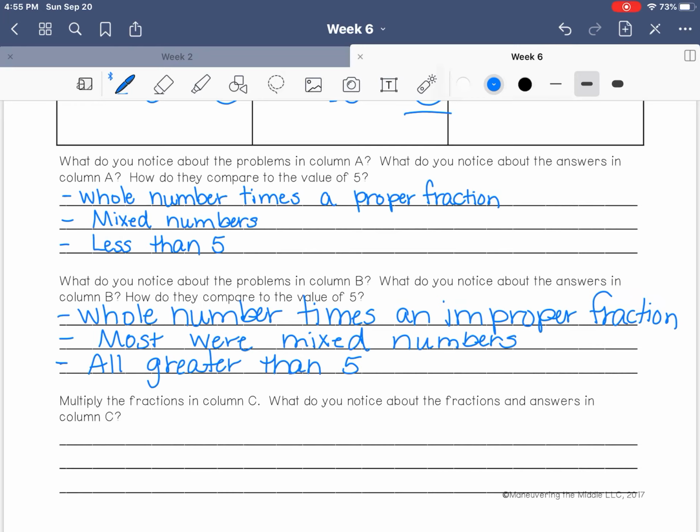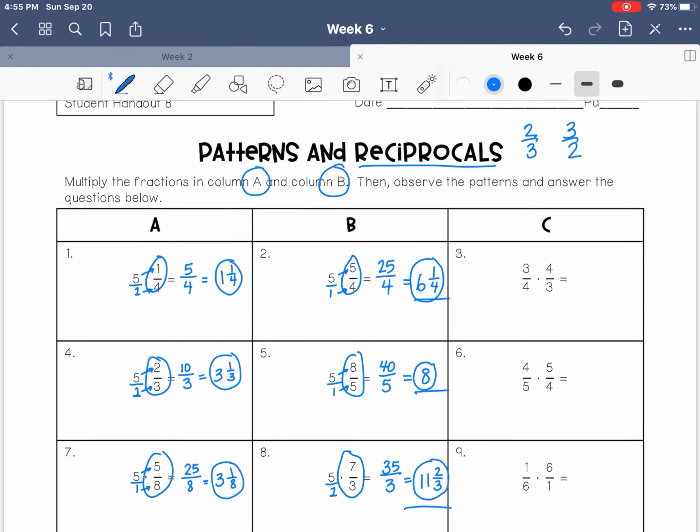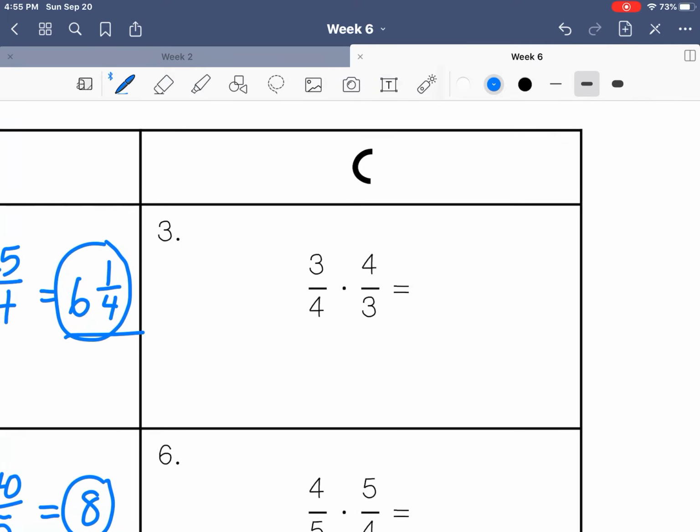Okay. All right, let's go back up to column C and see what happens there. Here in column C, we're multiplying a fraction by its reciprocal. In other words, the fraction is flipped upside down and multiplied by itself. If you multiply numerator times numerator and denominator times denominator, 3 times 4 is 12, 4 times 3 is also 12, and 12 divided by 12 is 1.